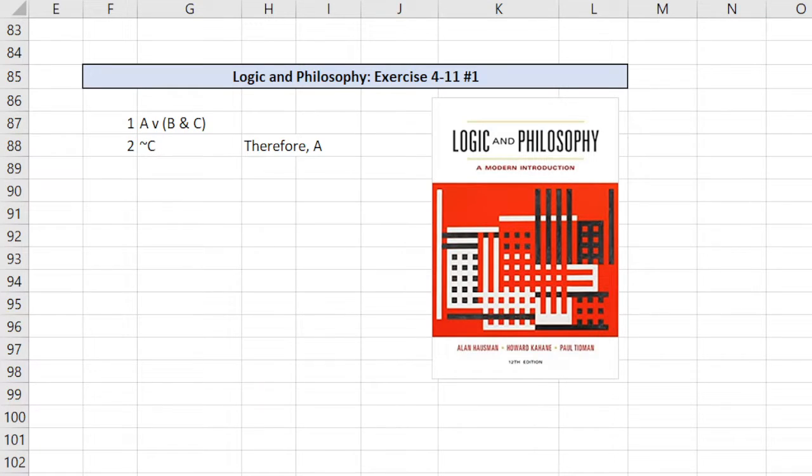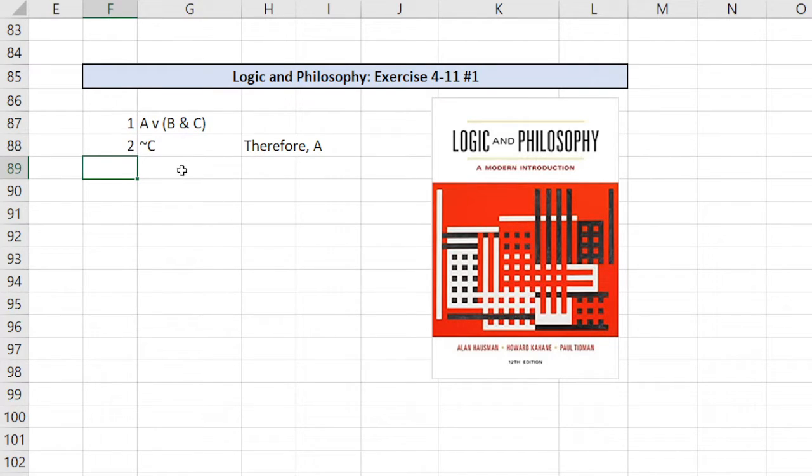In this video, I'm going to solve exercise 4-11, number 1 in the textbook Logic and Philosophy. So the goal here is to prove A after these two statements: A or the quantity B and C, and then the statement not C. Can we deduce A from this?